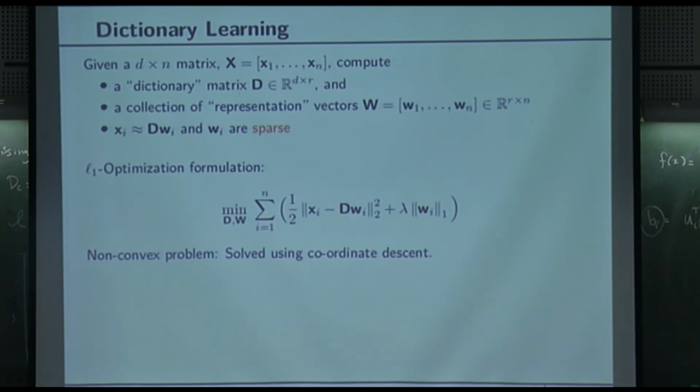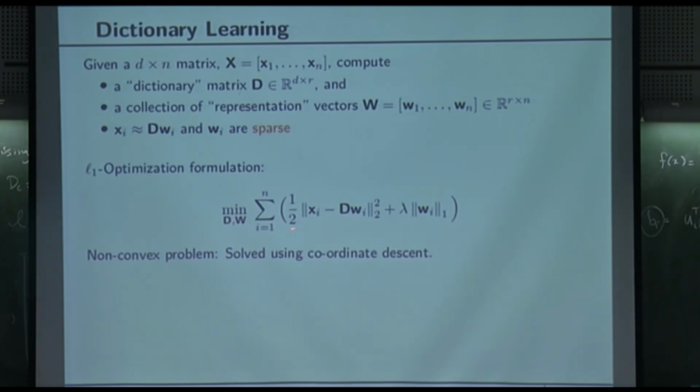Here's another story of something similar, which is called dictionary learning. Here now again you have the d by n matrix. We want to construct, and then once I tell you what's going on over here, we'll go back to the previous one and try to see exactly what is the difference between dictionary learning and sparse PCA. So here you've got a dictionary D of size d by r, and a collection of representation vectors w_1 through w_n. For each of these x's I have w_1 through w_n. I want the x_i's to be approximately D times w_i, and I want the w_i's to be sparse. Then the L1 optimization problem would be 1/2 times the sum of x_i minus D w_i squared plus lambda times the L1 norm of the w's. Again, this is a non-convex problem which is solved using coordinate descent, once in D, once in w.